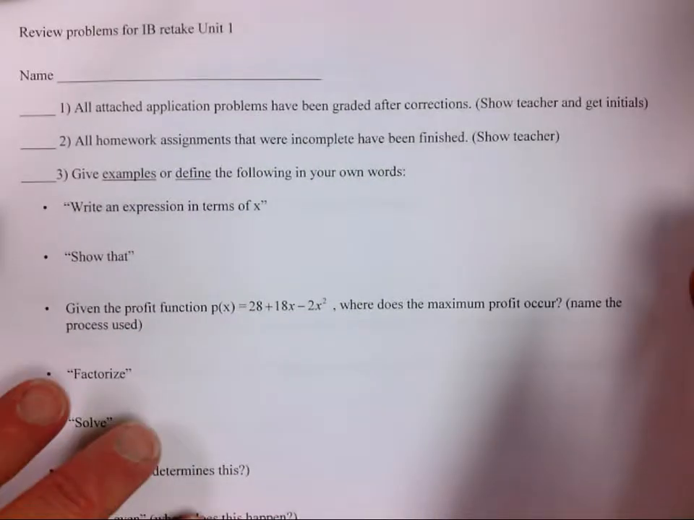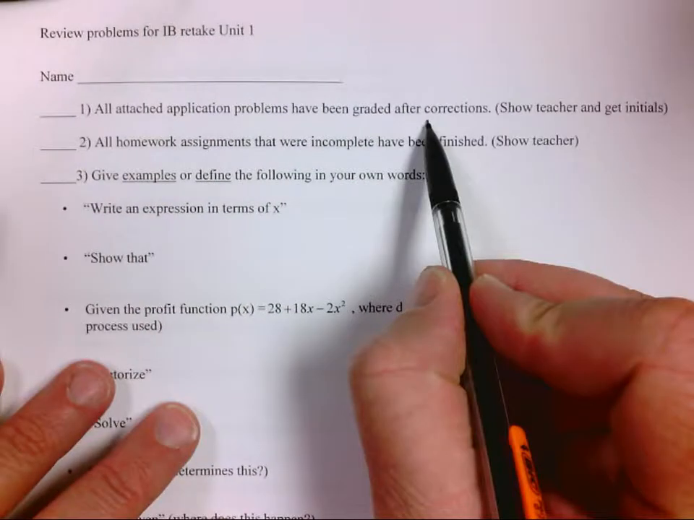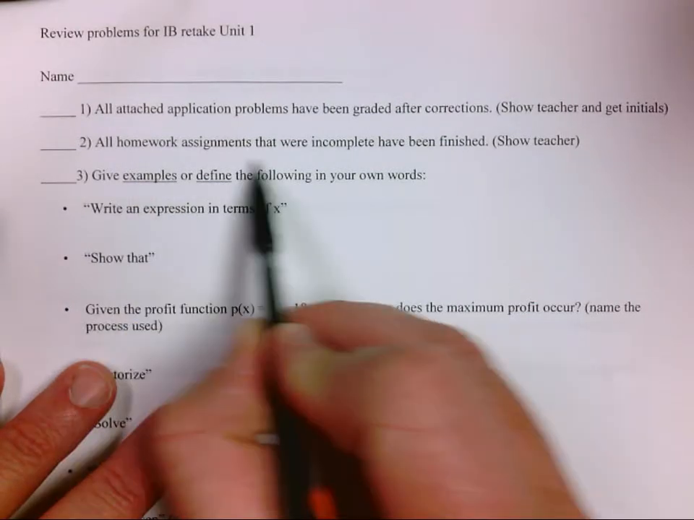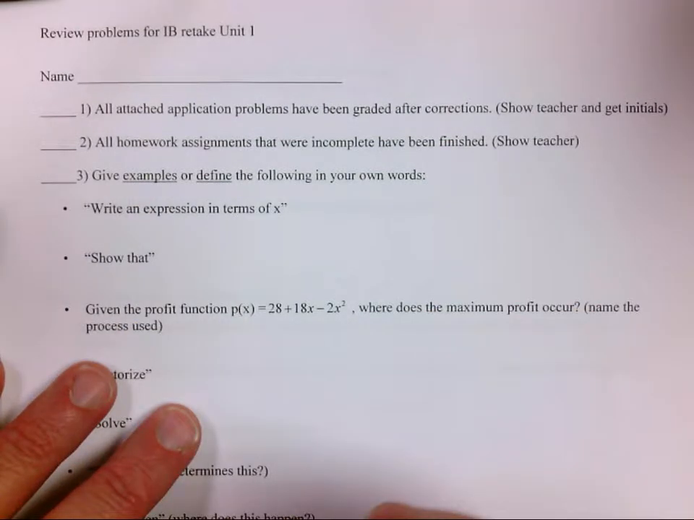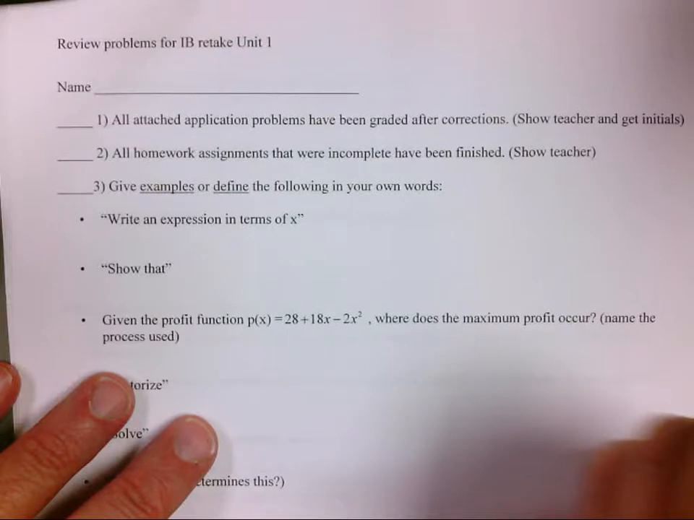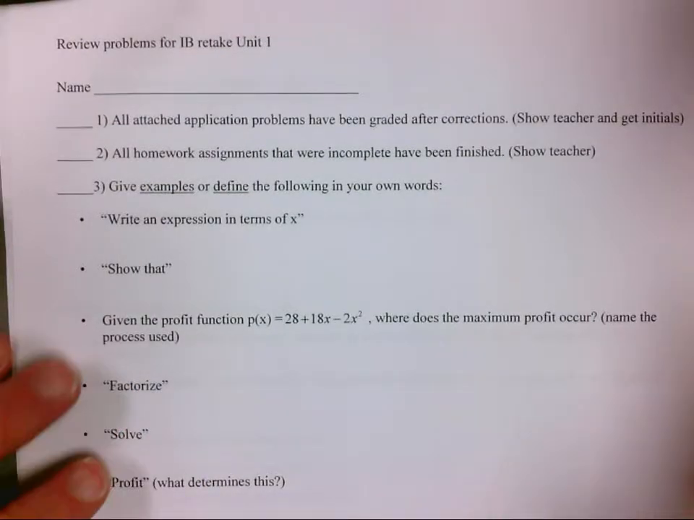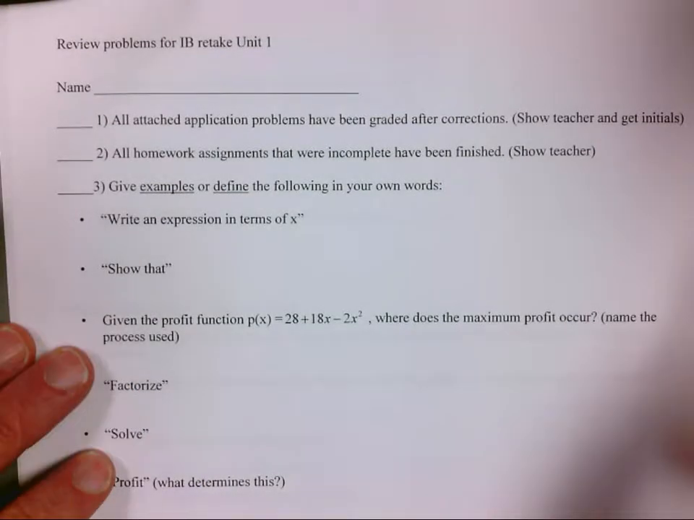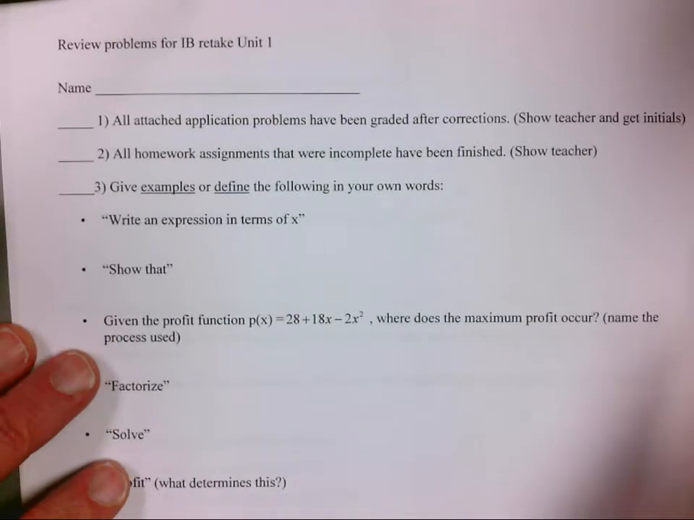After corrections means your test is corrected. All homework assignments that were incomplete and have been finished. That's all those little pages out of that book that some of you did, some of you didn't. If I didn't check it, you still need to show it, so put that stuff together. And then filling out these examples.